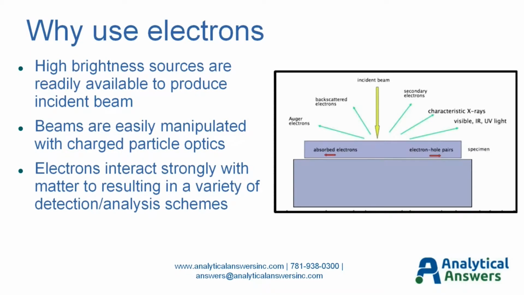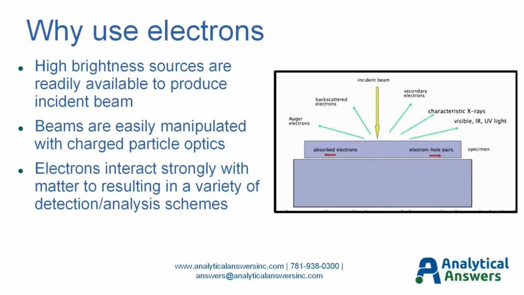So, all the techniques I've mentioned so far do use electrons, and why do we want to do that? Well, we have high brightness sources that are readily available. We can produce a very finely focused monochromatic incident beam. We can use charged particle optics to manipulate these beams, both in focusing them and moving them across the surface using either electromagnetic or electrostatic lenses and deflectors. But importantly, electrons interact strongly with the material upon impact, and they result in a variety of emitted species that we can then use for various analytical schemes.